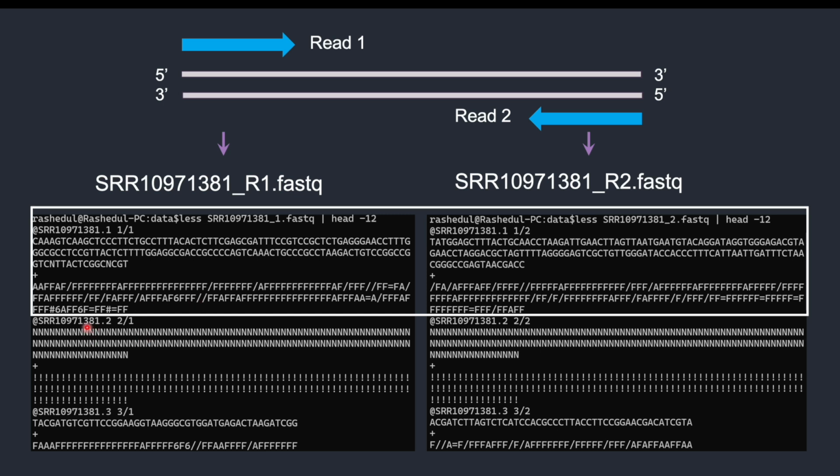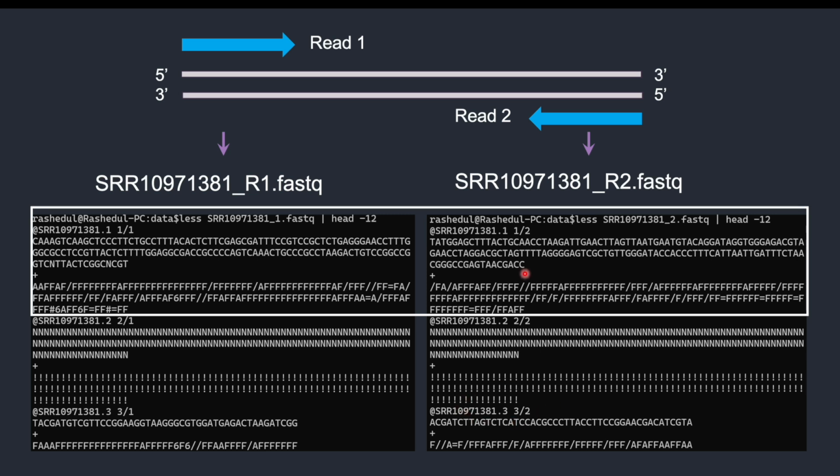Now, if we look into the second entry, it also has the identical ID between the R1 and R2 FASTQ files. The difference is /1 and /2. These are properly paired reads. These are coming from the same DNA fragment. Also, it is true for the third and the rest of the entries.